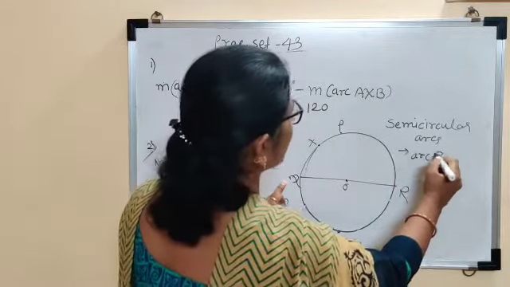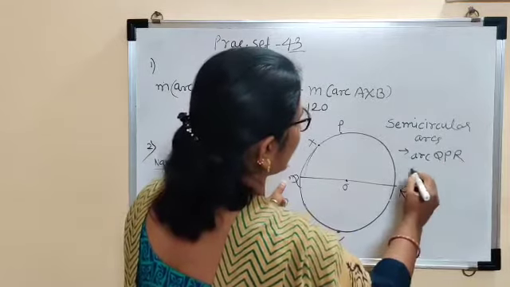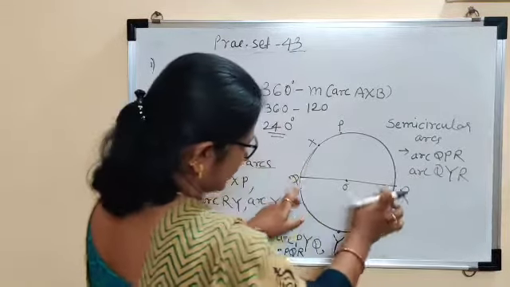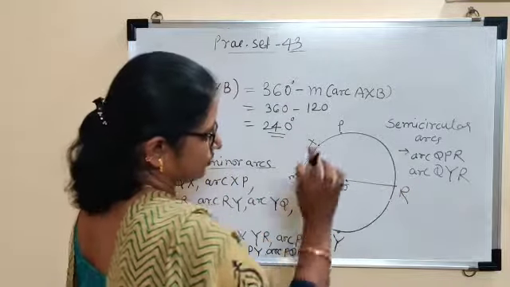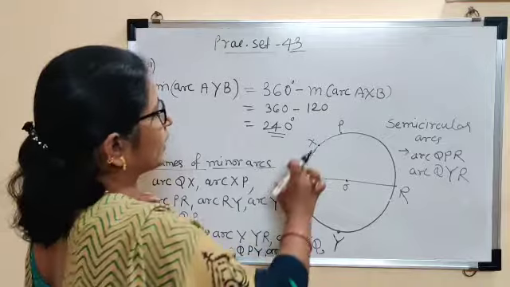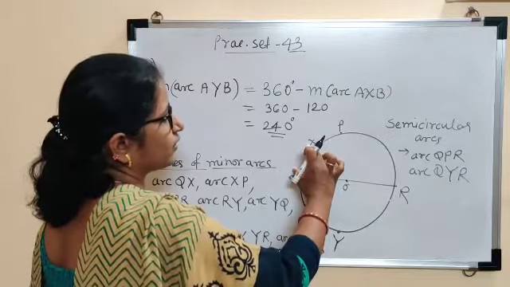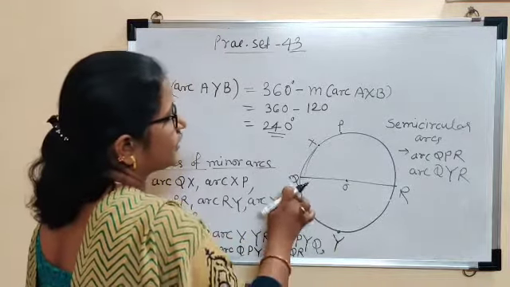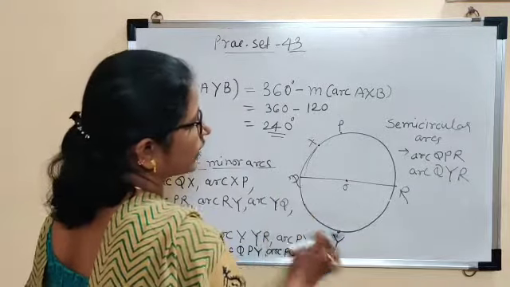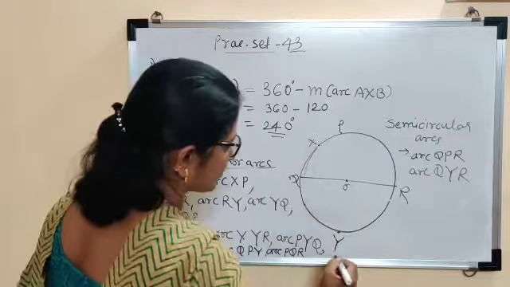Arc QPR and arc QYR. This one and this one. And major arcs 1, 2, 3, 4. One more also we can write. This is one of the smaller ones, and behind this, any one. QX. So QYX, or you can write QRX.